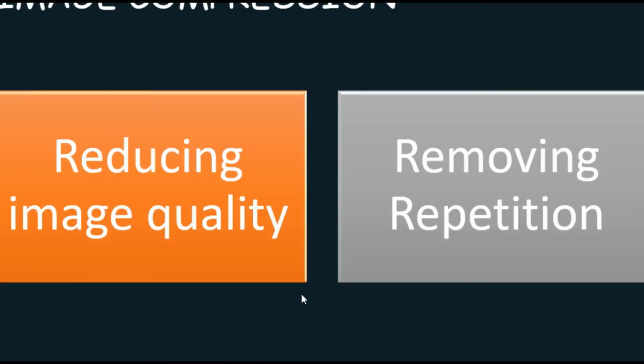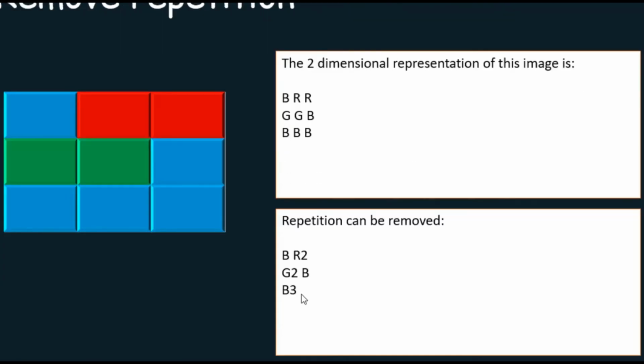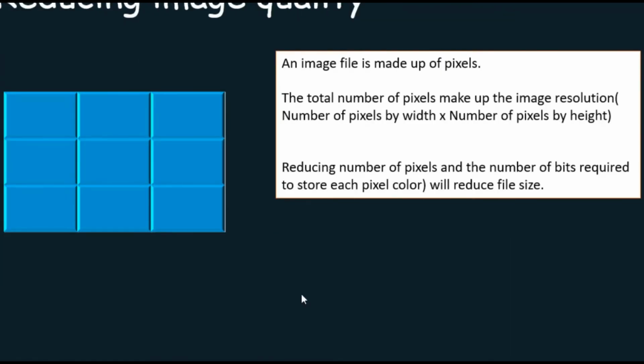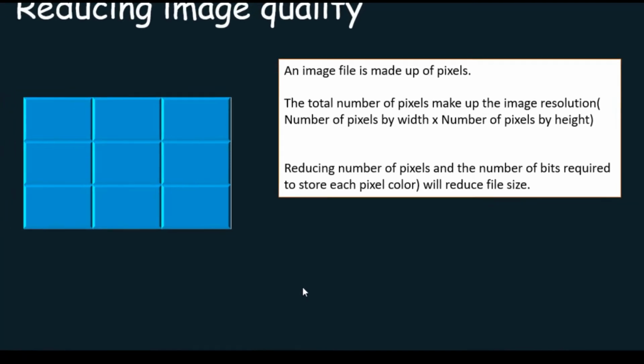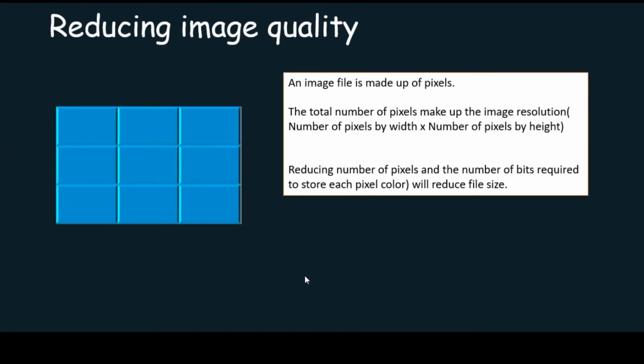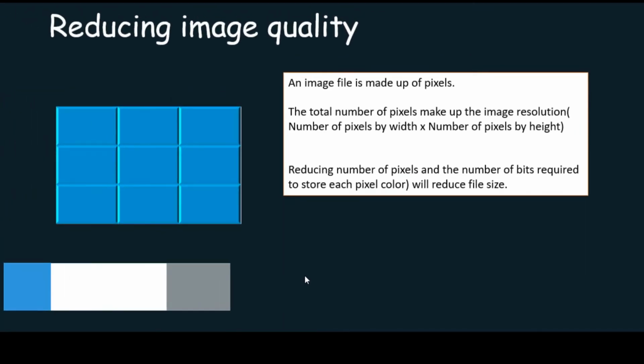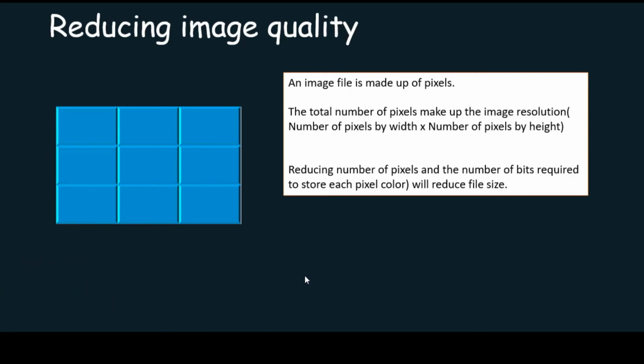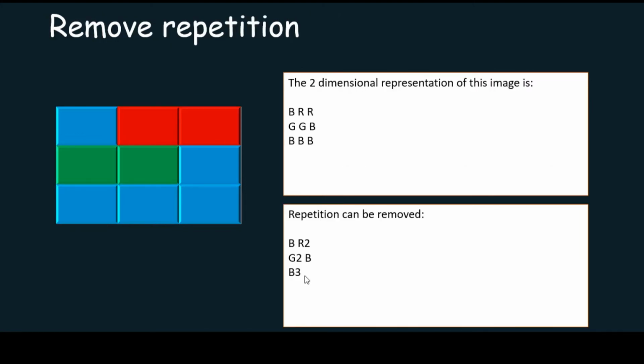Now you're going to tell me which one is lossy and which one is lossless as an evaluation exercise. Do you think reducing image quality is a lossless compression or a lossy compression algorithm? Obviously it is a lossy compression algorithm, because here we're trying to reduce the number of pixels, whereas here we're speaking about lossless compression.